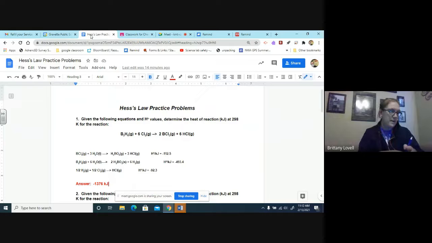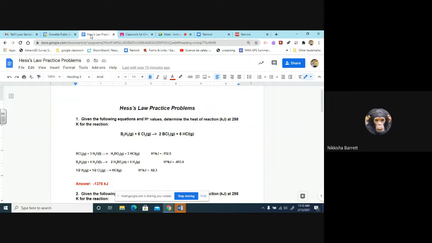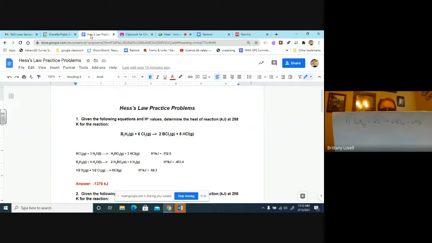So what I start out by doing is on my paper, I don't know if you guys can see that. Nikki, Sky, can you see that at all on my paper? Yes. Okay. I start by writing down the equation that I want. So this is the one that I want.